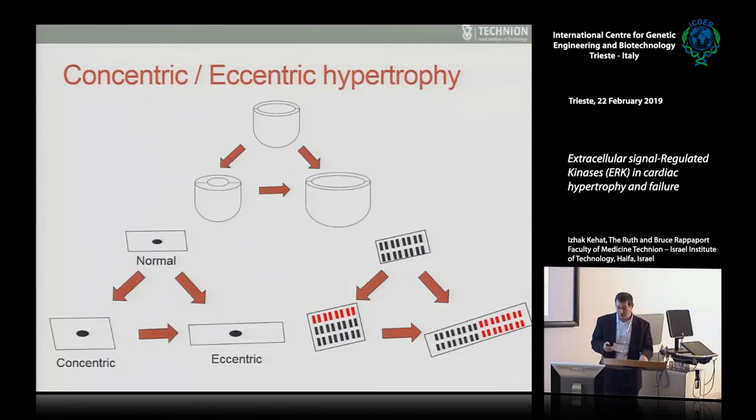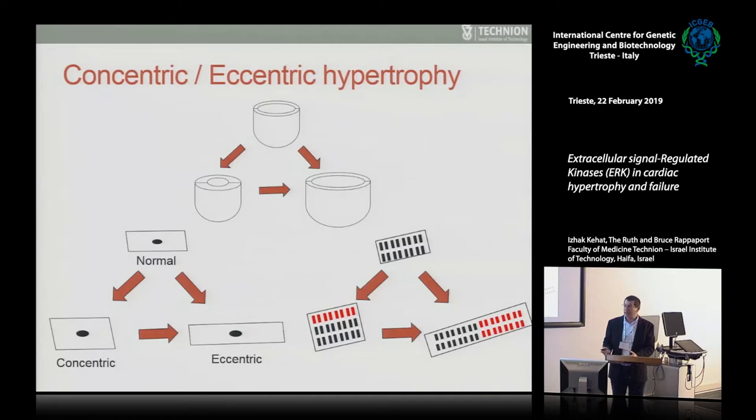So when the cardiomyocyte senses pressure overload, it responds by adding new sarcomeric units in parallel. This results in thickening of the cardiomyocytes, and this results in the microscopic pattern of concentric hypertrophy. And in contrast, when the cardiomyocyte senses volume overload, it responds by adding new sarcomeric units in series. This results in elongation of the cardiomyocyte, and this results in the macroscopic pattern of eccentric hypertrophy.